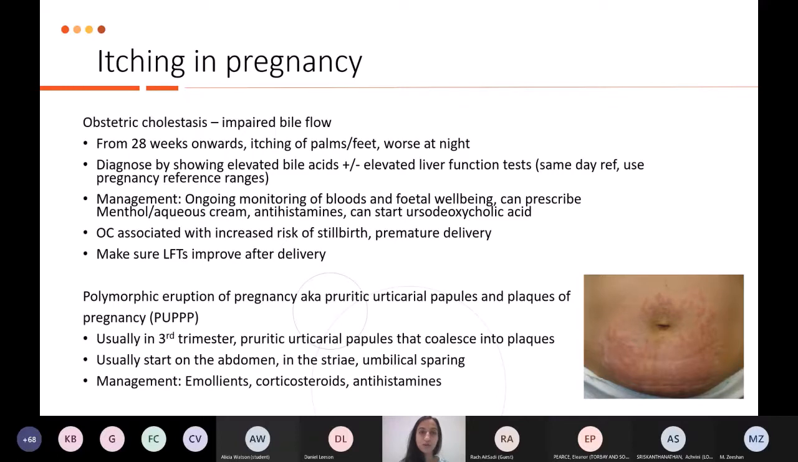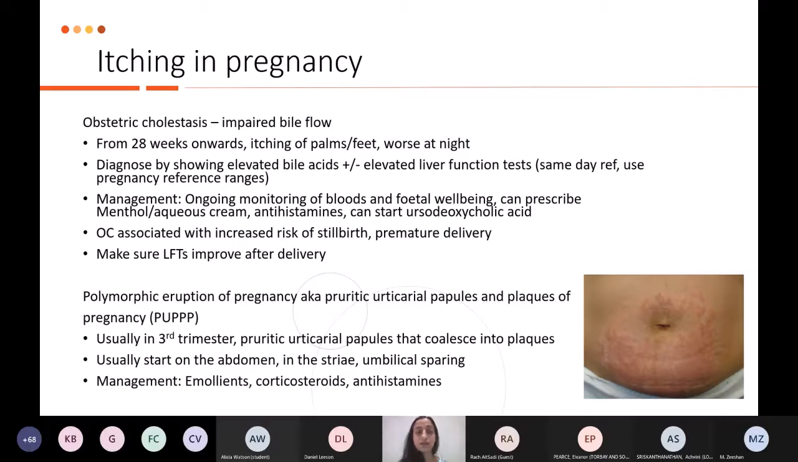So I'm assuming a lot of you thought or wanted to rule out obstetric cholestasis, and that's probably the most important diagnosis to rule out. So basically, it's a condition where you get impaired bile flow. The etiology is actually not quite well known, but we know that it could present from 20 weeks onwards, and like we described in the case, you get itching of your palms and your feet, and it's usually worse at night. And you diagnose it by doing bloods, like you've all said. So you would expect to get raised bile acids, and you might also get elevated liver function tests.